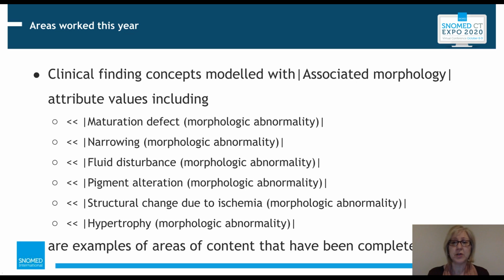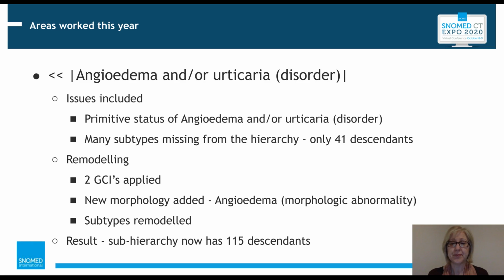Now, this slide just shows some of the areas within the clinical finding hierarchy that were completed in 2020. For example, the clinical finding concepts that were modelled with the associated morphology attribute that had a value of narrowing or a subtype of narrowing have now been through the QI process, and you can see some of the others here: fluid disturbance, pigment alteration. Now let's look at three specific examples from the QI work that have shown some improvements.